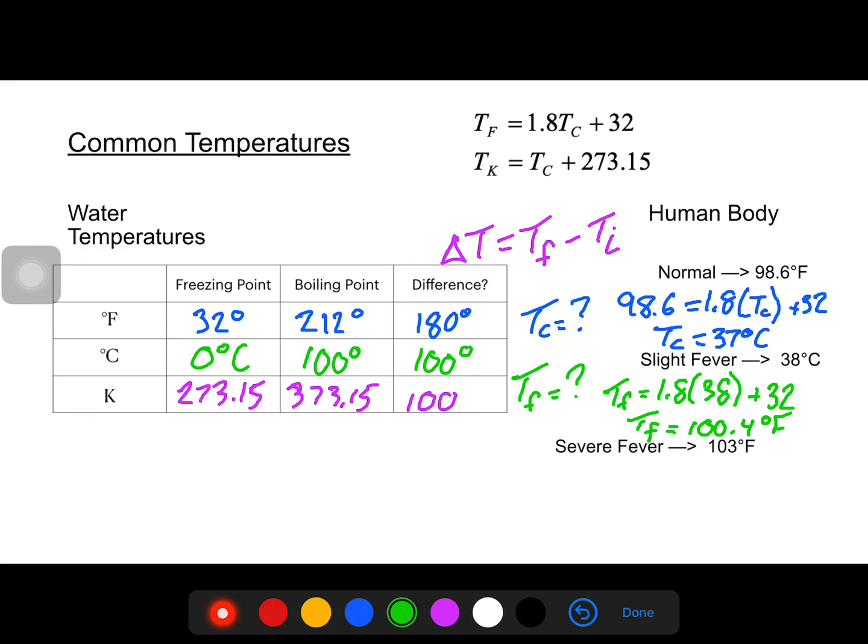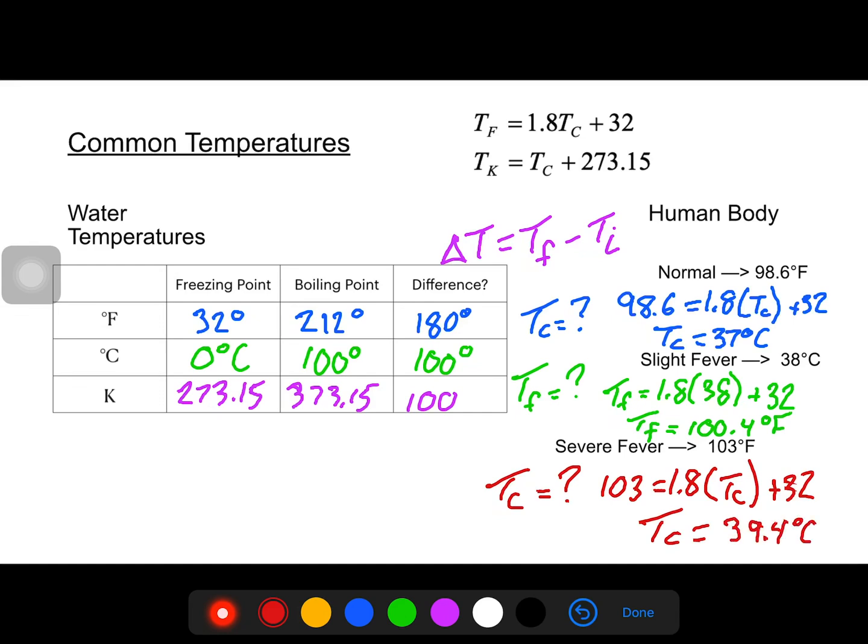Now, when you get what they sometimes consider a severe fever, you have a temperature of upwards of 103 degrees Fahrenheit. So if we were going to say, well, what's our TC? We're still just using this equation right here. So my TF, 103, is equal to 1.8 times TC plus 32. So now, order of operations, we have to do our subtraction. We have to subtract 32 from this side. Then we're going to divide by 1.8. And our degrees in Celsius are 39.4 degrees Celsius.